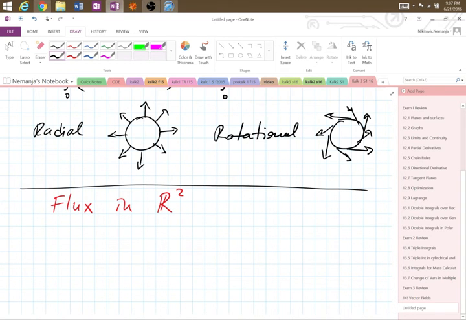So we are going to take a look at, again, all of the stuff is the same. F is your vector field, right, which has the F and G in it.